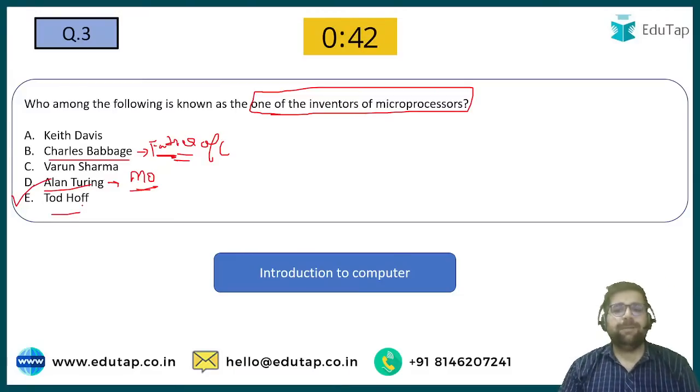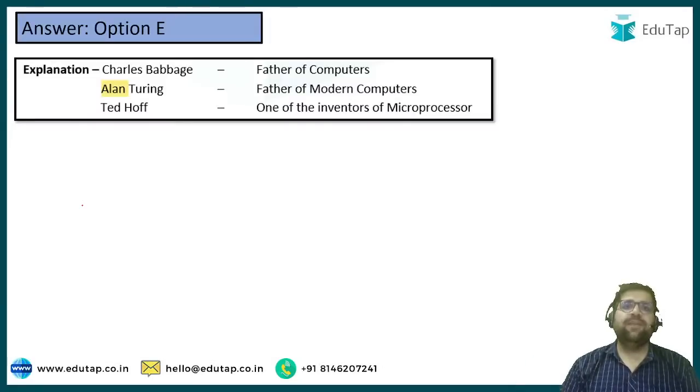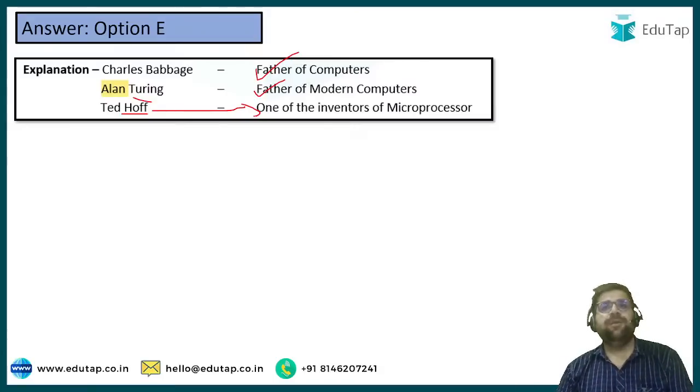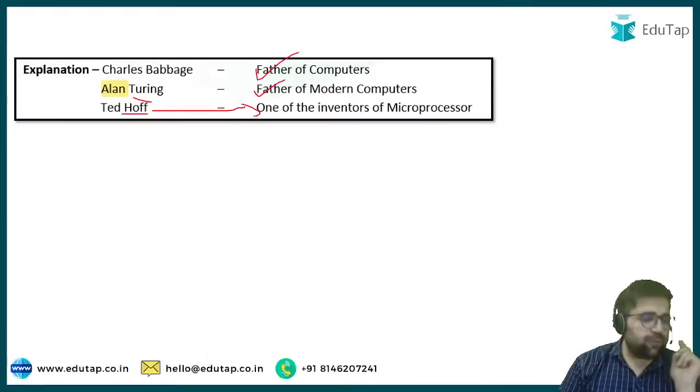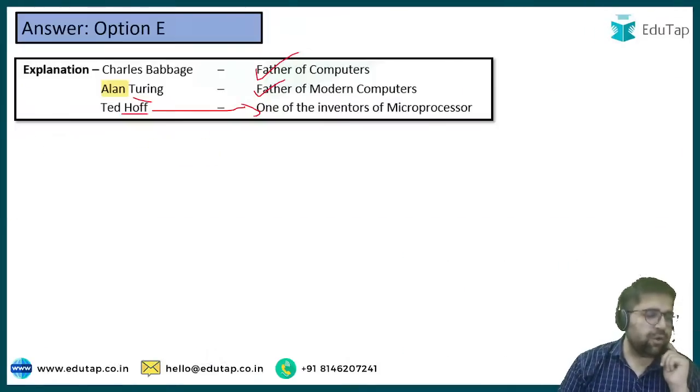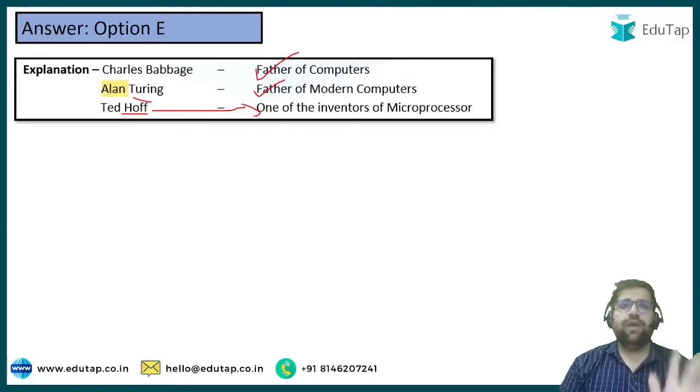Now, if you have attended my previous class as well, we all know there are three very important personalities which you have to at least remember. We also have father of internet and other kinds of fathers, but these are the three basic ones. Charles Babbage, the father of computer. Mind you, this is very important, and we understood this in class 5th only, if you were attentive in school. Then we have the father of modern computers, Alan Turing, and then Ted Hoff. Ted Hoff is one of the inventors. There are multiple people who invented microprocessors, but one of the prominent names is Ted Hoff. Therefore, the answer of this question was option E. So don't get confused. This is what you have to remember at least.